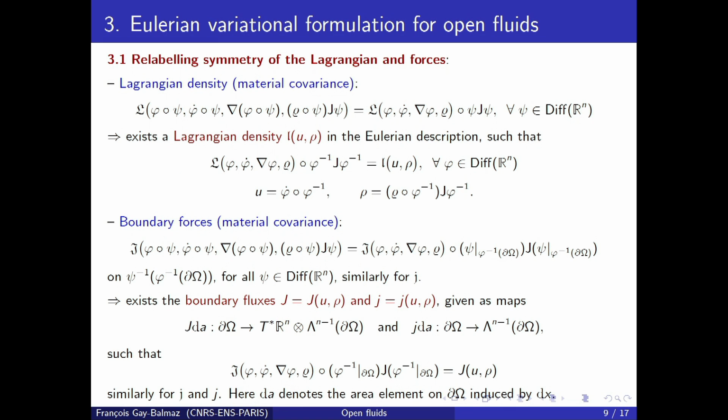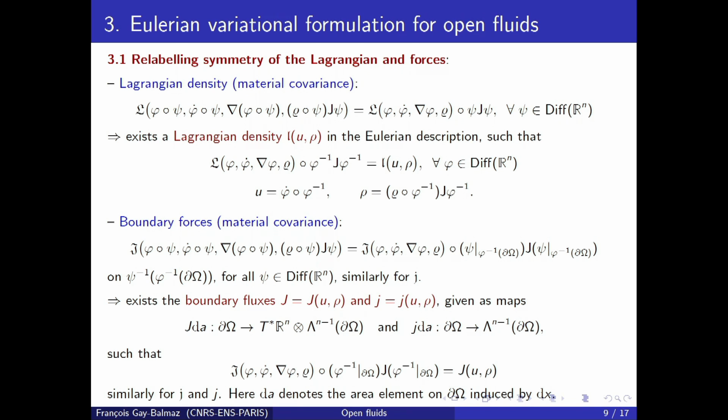Right? So now we want to go to the Eulerian frame. As you know, to go to the Eulerian frame, we have to assume, and it's always the case, at least for this class of fluid, that the Lagrangian has some invariance. So the Lagrangian density, for instance, has this so-called covariance, in which if you compose everything by relabeling the fluid, then you get the same answer up to a volume contribution here.